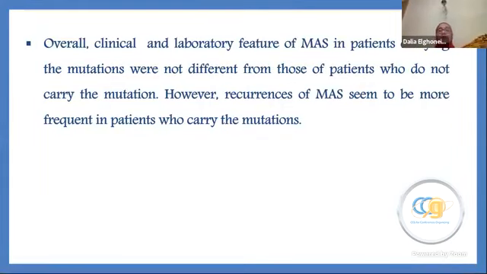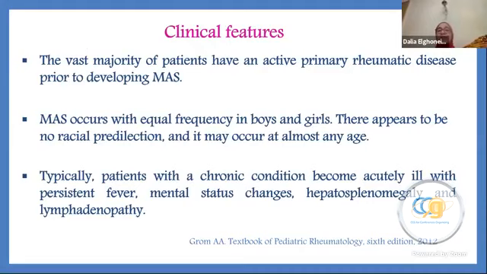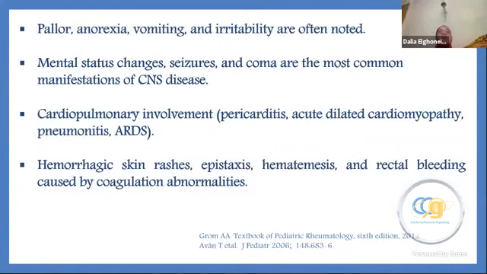Regarding the clinical features, these patients, as I said, mainly present with an underlying active rheumatic disorder. They have equal frequency and incidence in boys and girls, no racial predilection, and can occur at any age. Patients with a chronic condition become acutely ill with persistent fever, mental status changes, hepatosplenomegaly, and lymphadenopathy. The patients might present with anorexia, so chronic patients acutely deteriorate, and you cannot attribute this only to the underlying active disorder.